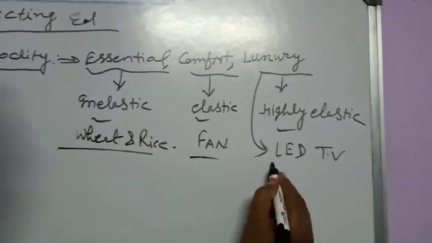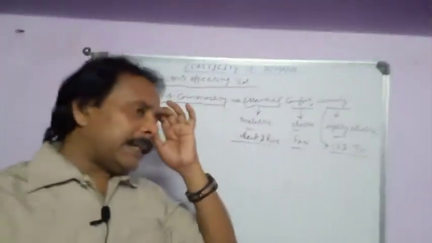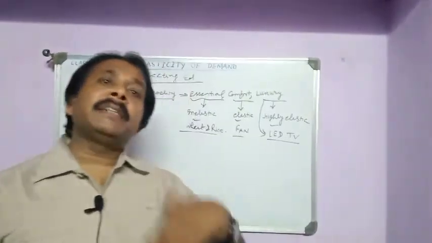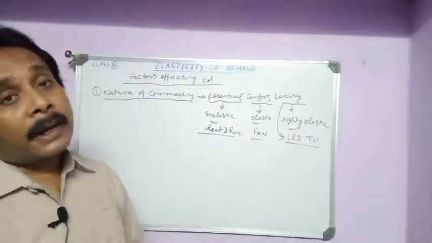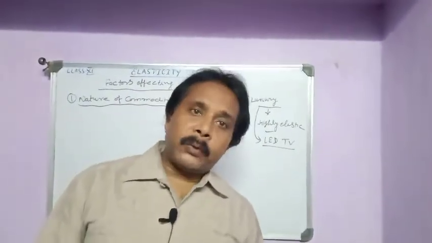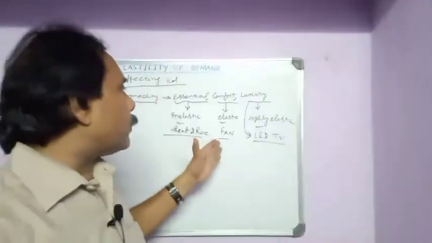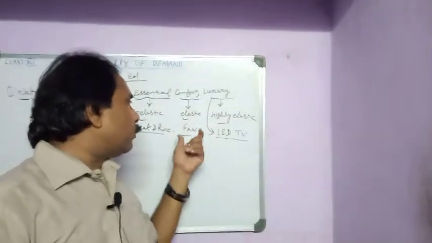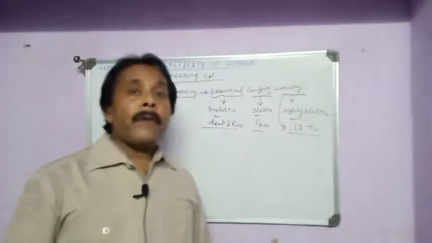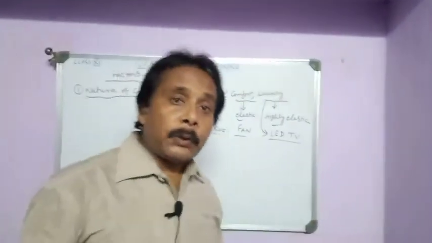Is it clear? So there are three kinds of goods. Wheat and rice are the most essential commodities for the survival of life. Even if the price increases, people are ready to buy, and when the price falls, they are ready to buy, but they are not interested in making a stock. In case of comfort goods, demand is elastic. Why is it elastic? Because poor people are not ready to buy a fan at a higher price, and when its price falls, they are ready to buy.